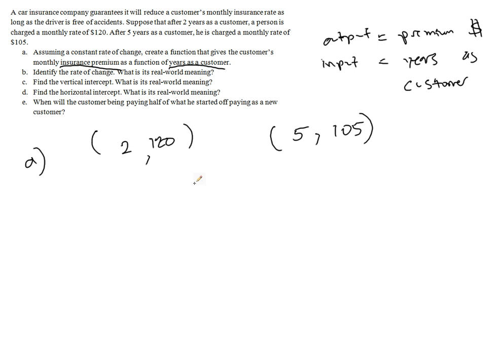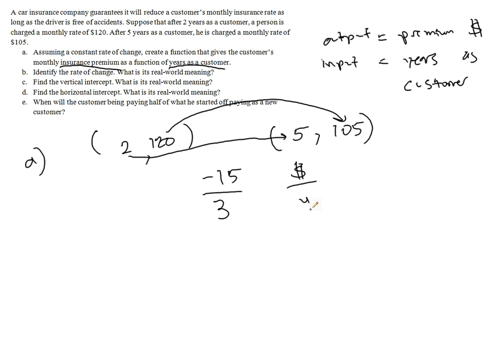So the average rate of change will be, well, over 3 years, we have a drop in the premium of 15 bucks. So we have negative 15 over the change in input, which is 3 years. So there's our units, dollars per year, and this comes out to negative $5 per year. So there's a premium reduction of $5 per year. The longer you're a customer, every year you get to chop off $5 from your bill.